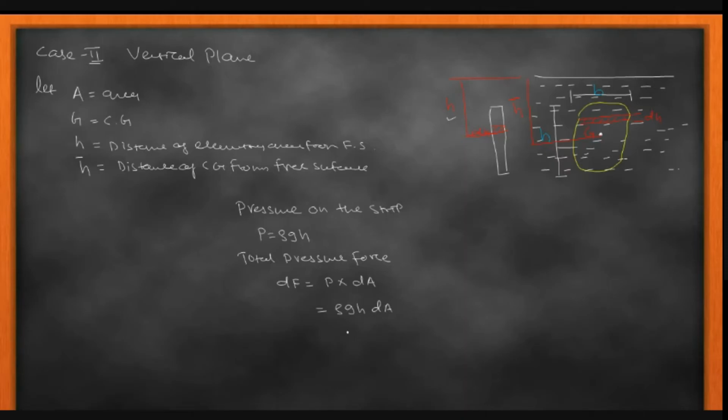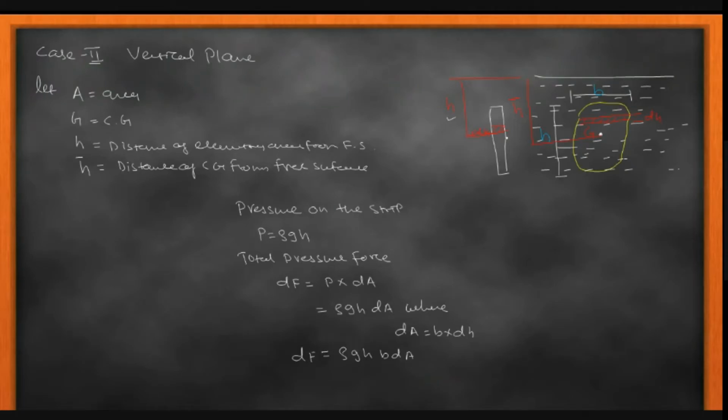And for the area, we know the width is B and the height of this strip is dH. So we can write dA equals B into dH. So we can write rho g H B into dH. That is the pressure force acting on the elementary strip.